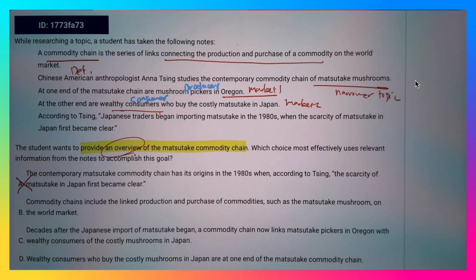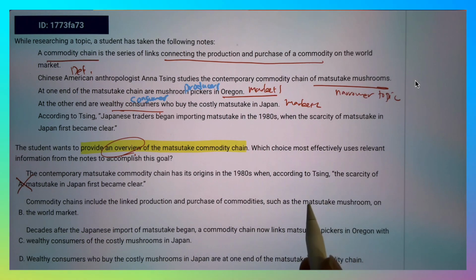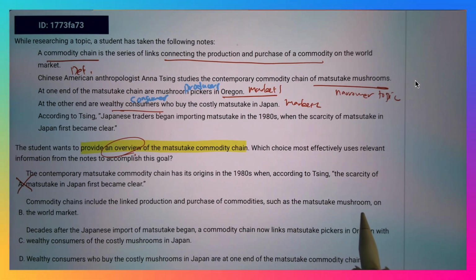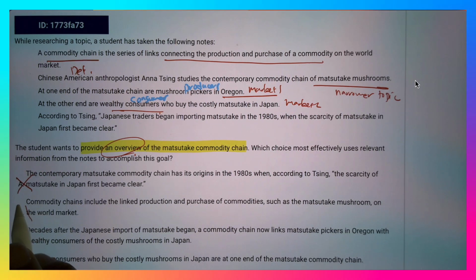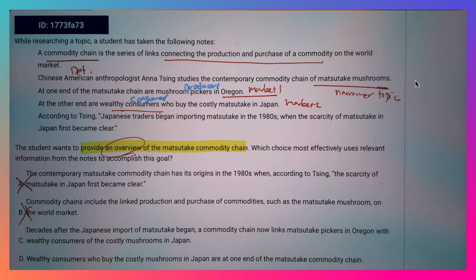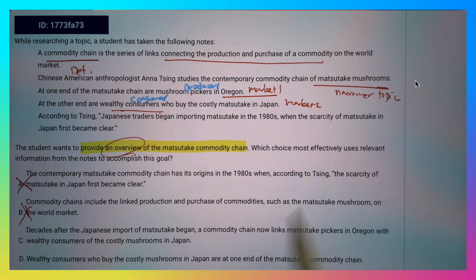Choice B: commodity chains include the link production and purchase of commodities such as Matsutake mushroom on the world market. We talked about link production and purchase in line 1, so we're going to the definition part. Then it narrows down to Matsutake mushroom, but it's missing the consumer and producer markets that arose from the scarcity of Matsutake from the 1980s. So we will not say this is an overview.